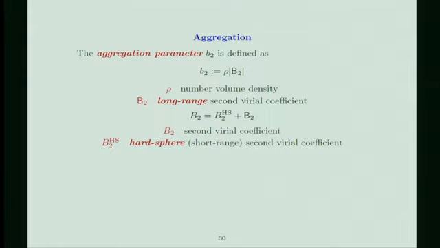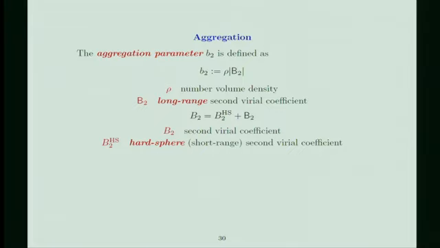All right, to answer this question, which was the motivation of this study, this talk at least, we introduce what is sometimes called the aggregation parameter. It is defined in this way. It is the number density for a dipolar system times the absolute value of what we call the long-range second virial coefficient. Well, what is a long-range virial coefficient? It is simply the component of the second virial coefficient which does not depend on the hard sphere short-range interaction.